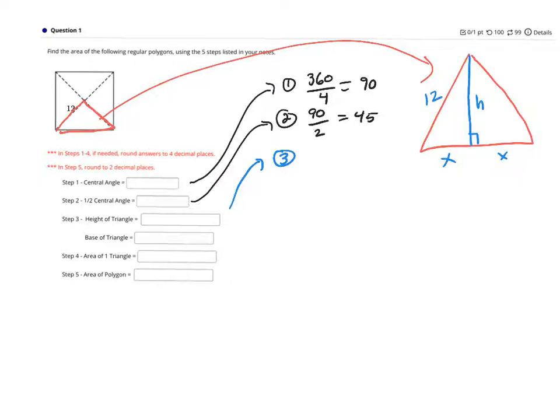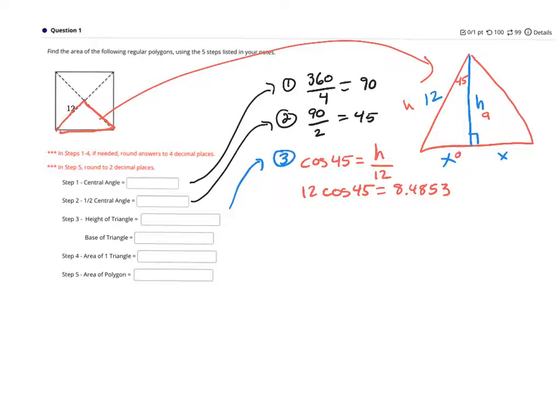To do that, I'm going to recognize that this is the adjacent side to my 45-degree angle, and this is the hypotenuse. If you have adjacent and hypotenuse, that's cosine. So we do the cosine of 45 degrees is equal to the adjacent over the hypotenuse, which is 12. This is a multiplication problem, so I get 12 times the cosine of 45, and that is equal to 8.4853.